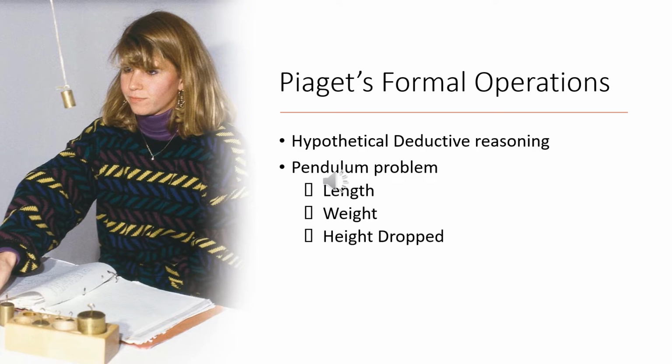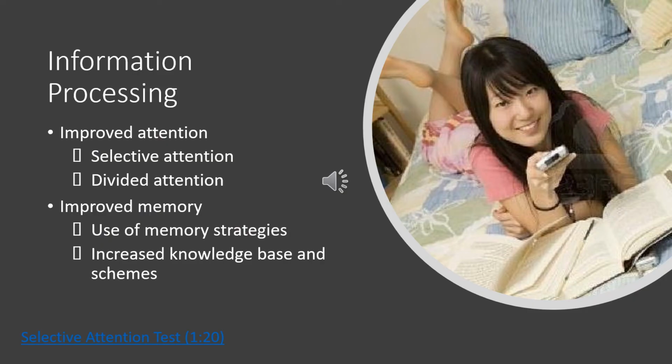We do see individual differences. So some adolescents who are more focused on math and science exhibit higher levels of formal operations. Certainly we might see some cultural differences. This is really starting to happen around the ages of 11 or 12.